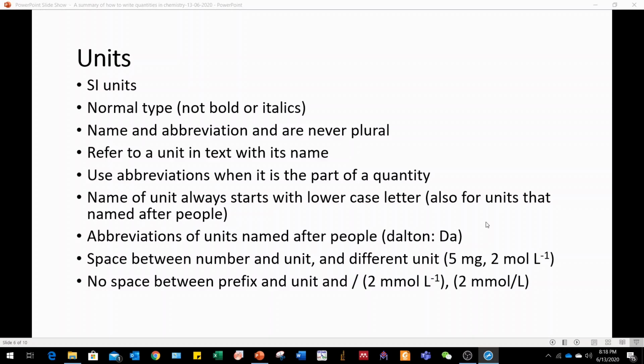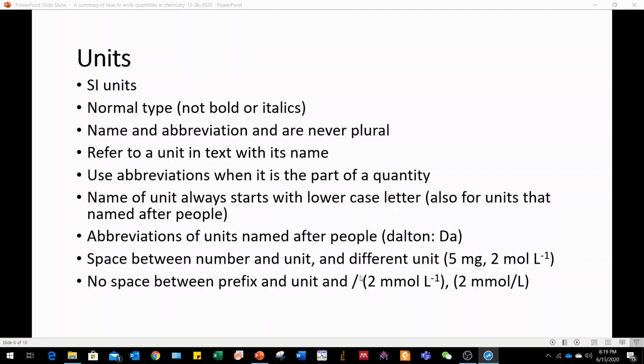An important point regarding units is that there must be a space whenever you are writing a number and a unit together, and when you are using two different units together in expressing the value of a quantity, there must be a space between the two different units. For example, here there is a space between 5 and milligram, a space between 2 and mole, and a space between mole and liters, but there shouldn't be any space between the prefix and unit. For example, here there shouldn't be any space between milli and mole.